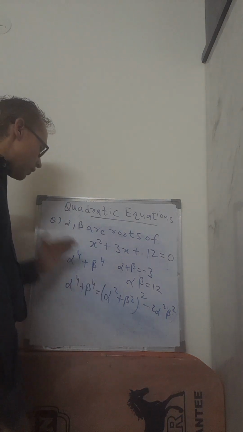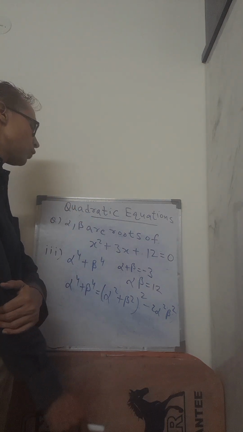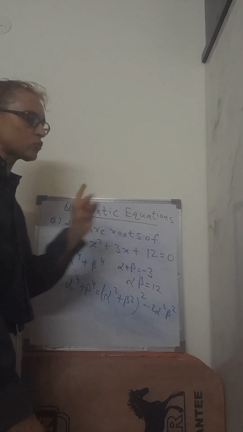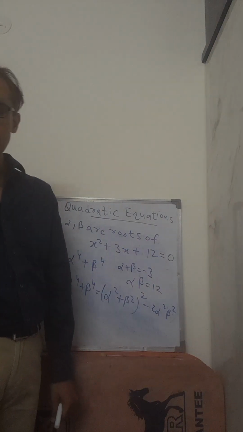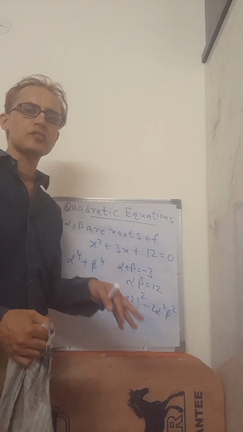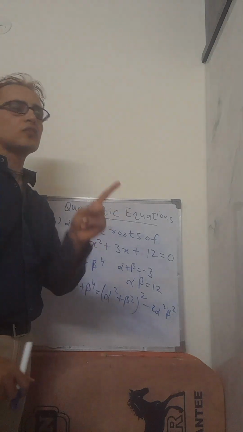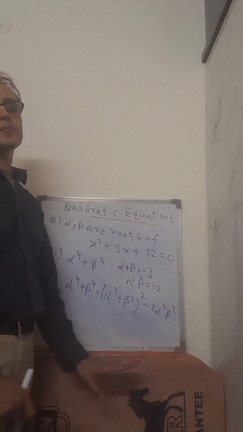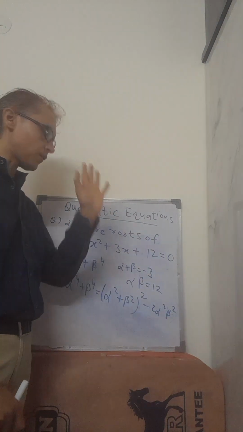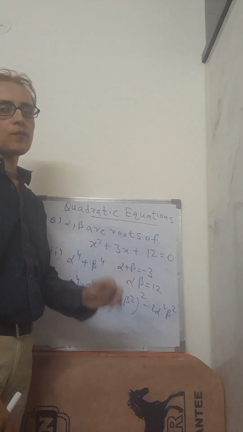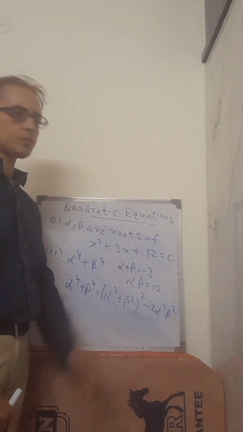Now to find the value of alpha 4 plus beta 4, we need to find the value of alpha square plus beta square separately, and that we have already discussed in the first part. That we are not discussing again. You have to find the value of alpha square plus beta square first separately with the help of alpha plus beta and alpha beta, right? And then you can find the value of alpha 4 plus beta 4.